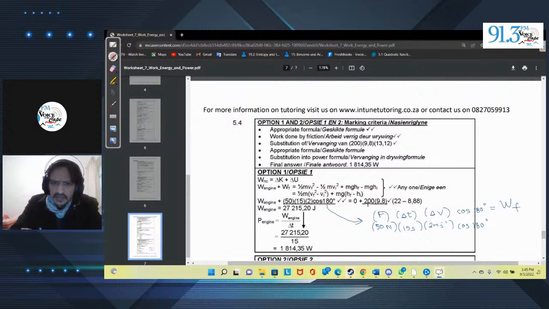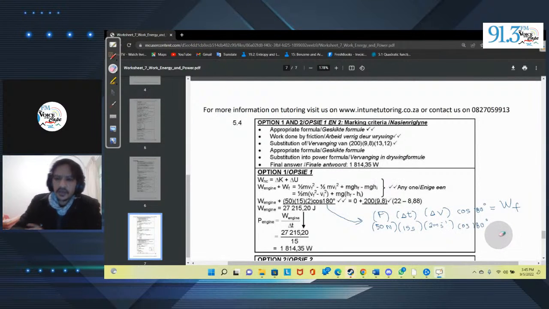Plus 200 for the mass, 9.8 meters per second squared for the gravitational constant. We subtract the final height from the initial height, and we find that the work done by the engine is 27,250.20 joules. We then use the equation for the power of the engine is equal to W engine over change in time, right? And then we'll end up with the answer of 1,814.35 watts. And that's how you would go about solving this problem.